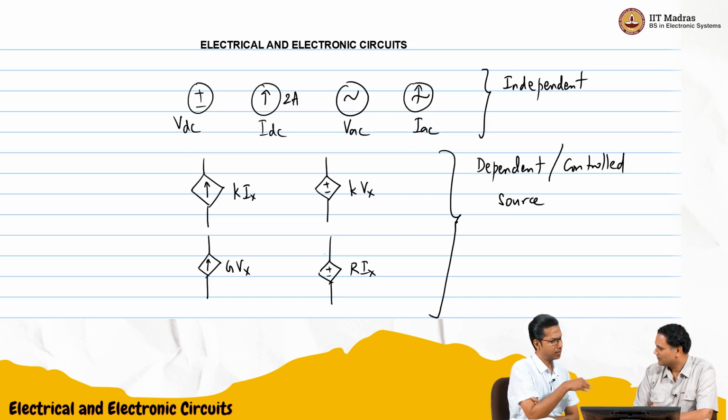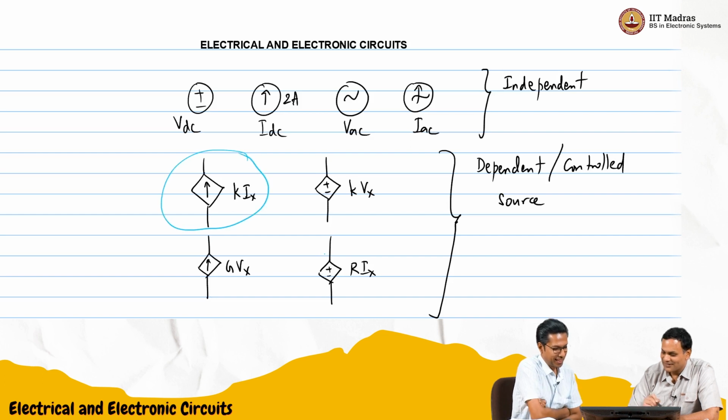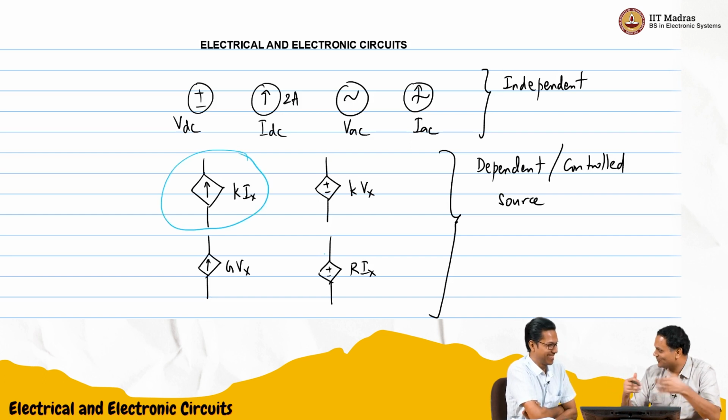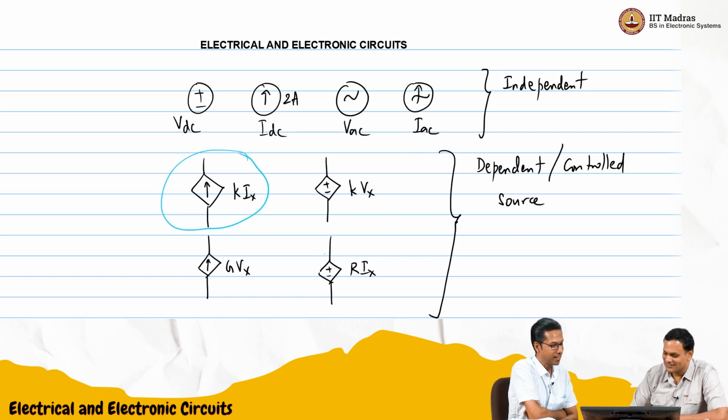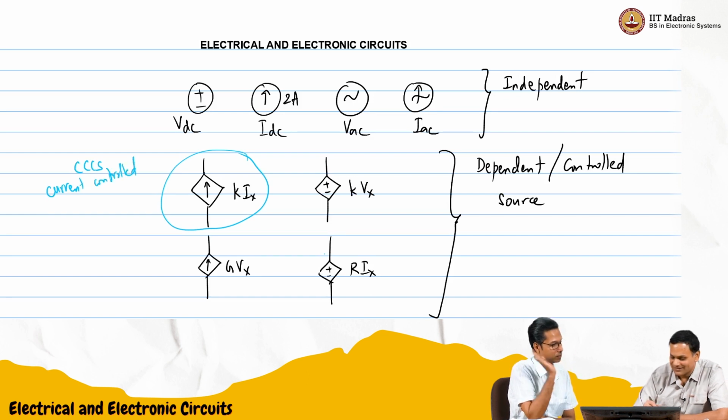I think we have some clarity. The symbol is very clear. The source shows current, and it depends on something in the circuit. Can you guess what the name would be? You have just said it: current controlled current source. Perfect. This would be abbreviated as CCCS. So it's a current source, controlled by another current. That is correct.